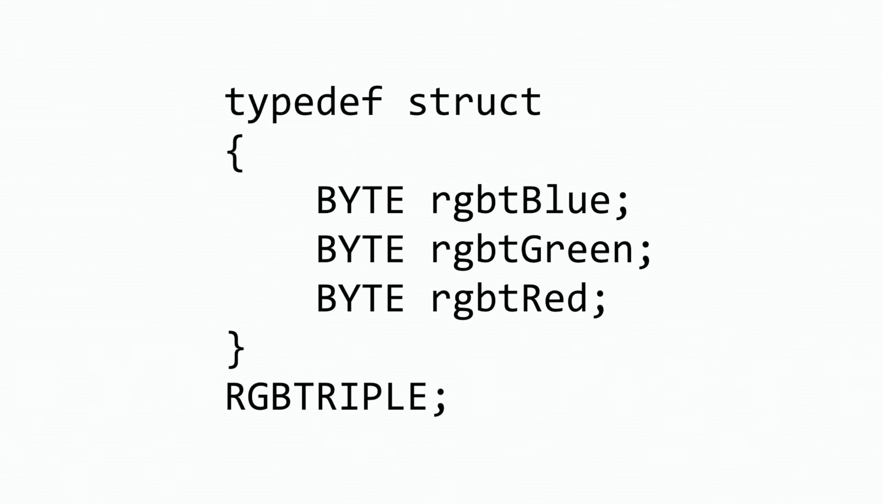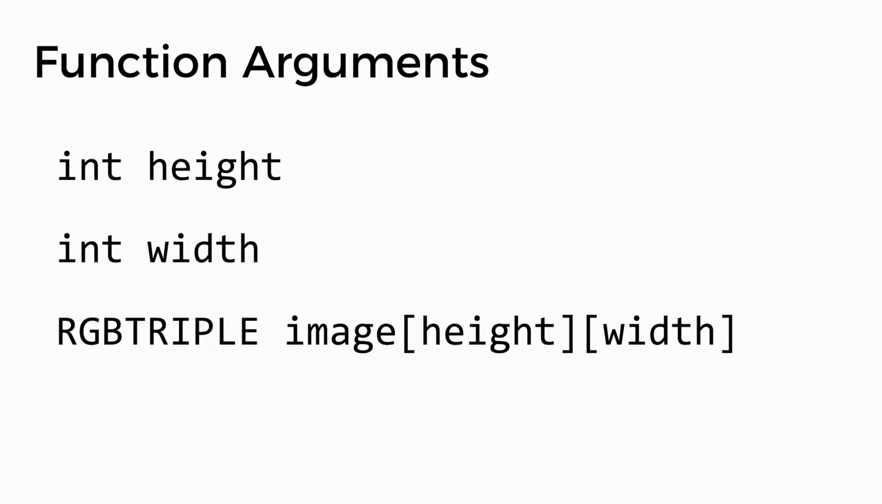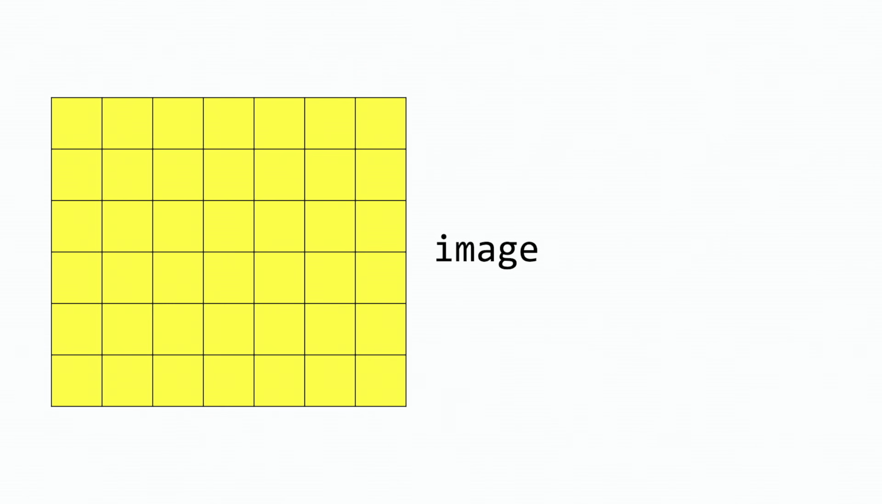Your task is going to be to implement the 4 functions in helpers.c: grayscale, sepia, reflect, and blur. Each of these functions takes 3 arguments: an integer called height, an integer called width, and a 2-dimensional array of RGBTRIPLEs, a 2D array of pixels, where there are height rows and width columns. So your image might look a little something like this: a 2-dimensional array, which has a particular height, which will be an argument to your function, and has a particular width, which will also be an argument.